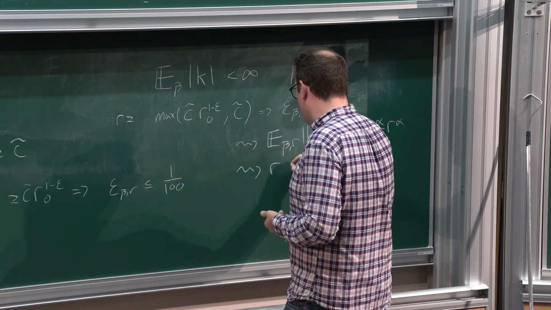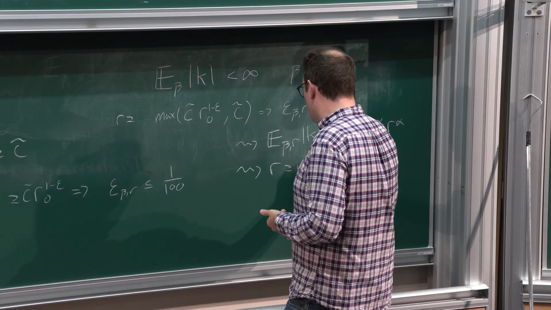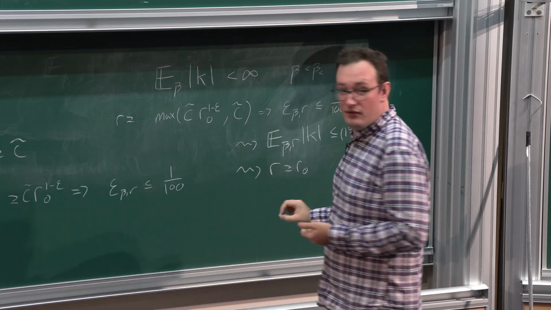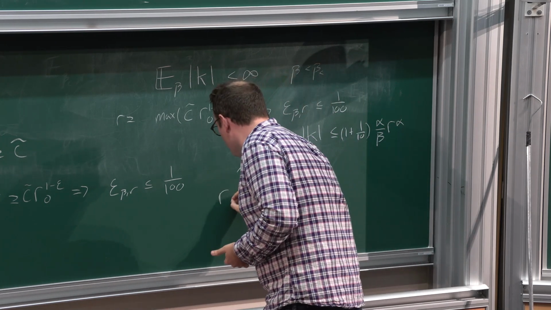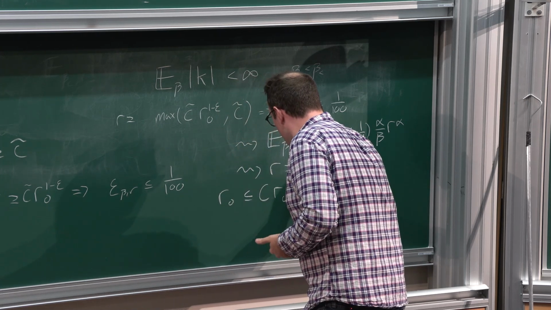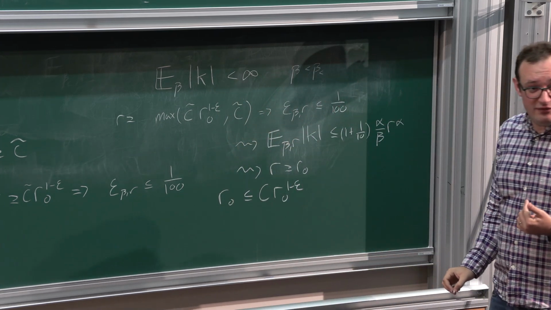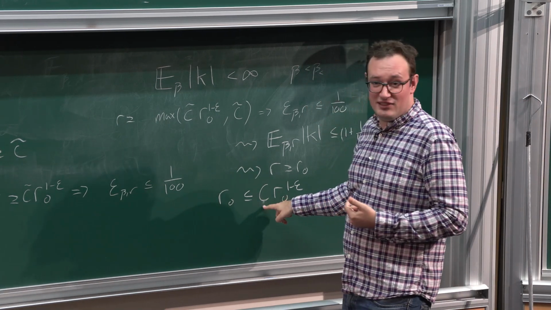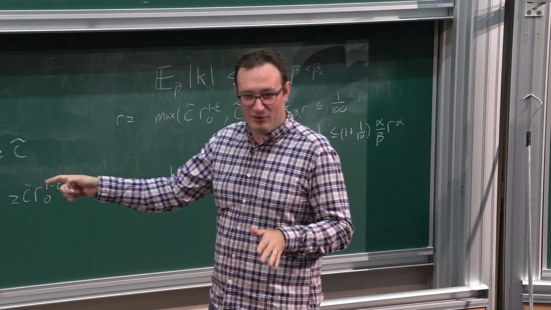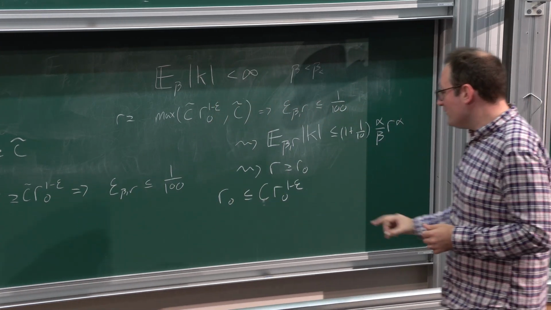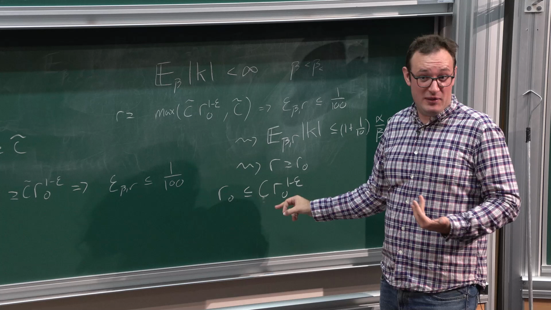So R must actually be larger than R0. In other words, we get that R0 satisfies an inequality of this form for some positive epsilon and finite c, where the key point is this c. These are all constants. I wasn't really telling you how to compute them properly, but don't worry about it. This doesn't blow up as beta goes to beta c.